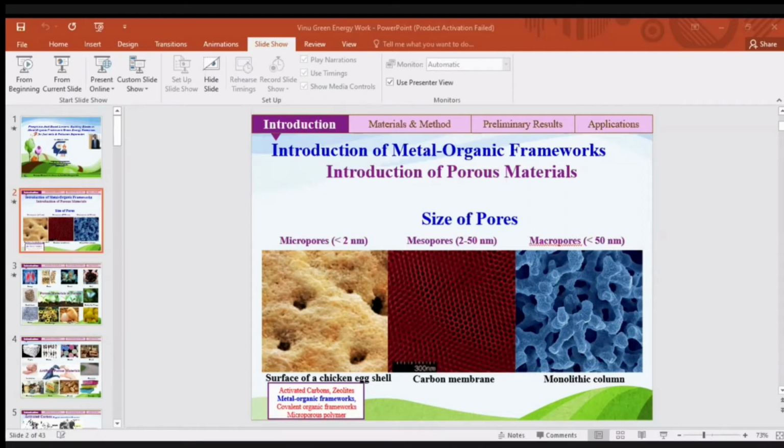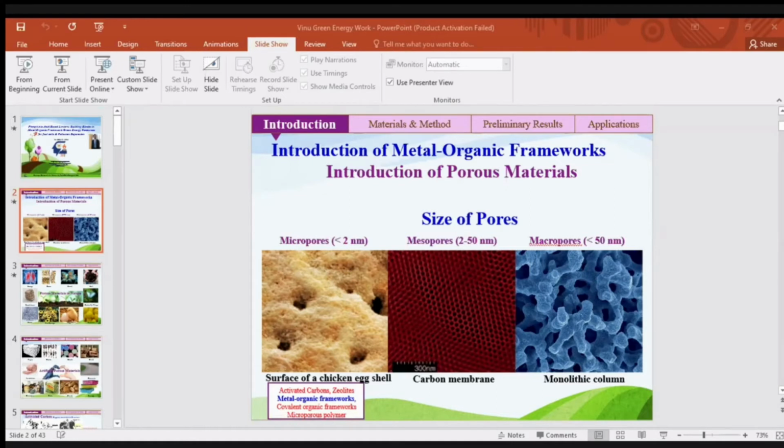So the introduction to the metal organic framework. It is a porous material. There are three different kinds of pores: micropore, mesopore, and macropore. There are some examples. If it's a micropore, it should be the surface of chicken egg cells. If it's a macropore, it should be a monolithic column. If it's a mesopore, it's something like the carbon membrane. Other examples are activated carbon, zeolites, covalent organic frameworks, then microporous polymers. Here I am going to discuss the metal organic frameworks.